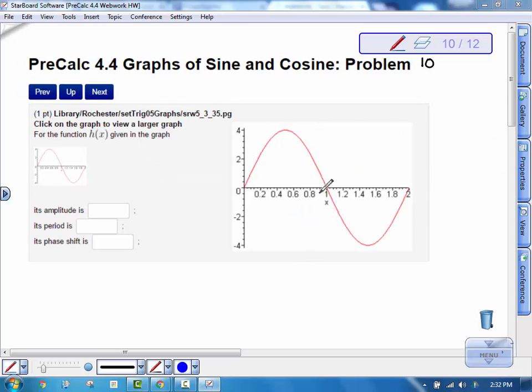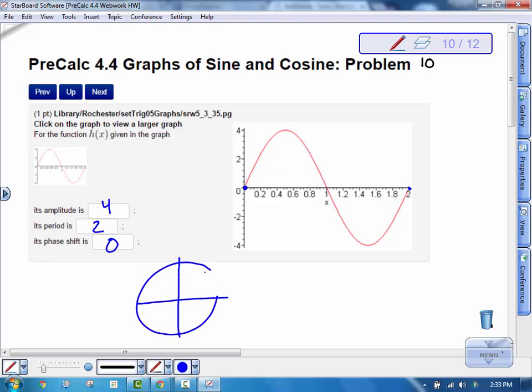Next problem 10 gives us another sine function. The amplitude goes up to 4 here, so it would be 4. The period looks like it goes from this point to this point. Looks like the period repeats every 2 radians, so we'll say 2. And then it's shifted over. If we're going to use a sine function, looks like this thing's been shifted over none. Yeah, none, because the regular sine function starts off at 0 because it's the y value, so that's where we want it.